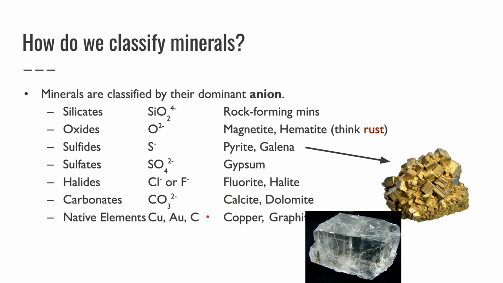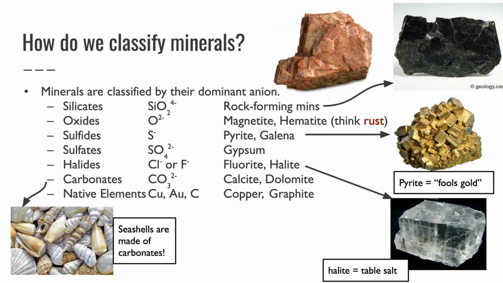And then there are native elements, so these don't actually have to bond with any other ions to form their mineral. So you can have a copper mineral, you can have graphite. Again, diamond would be a native element.